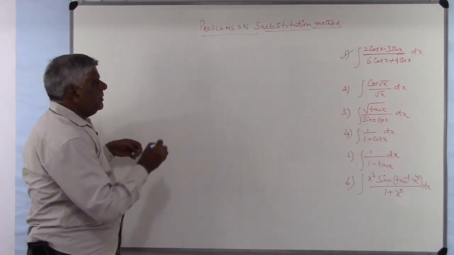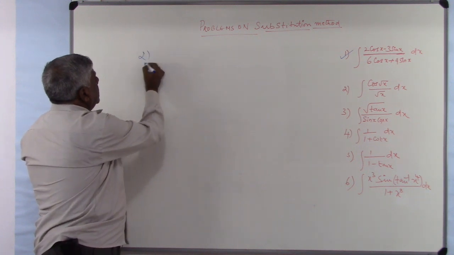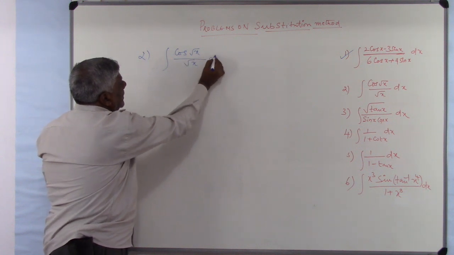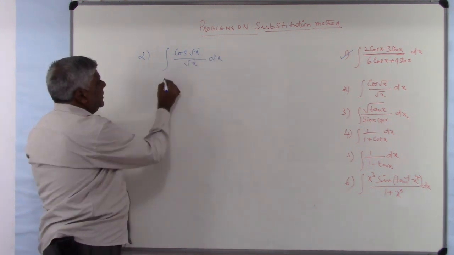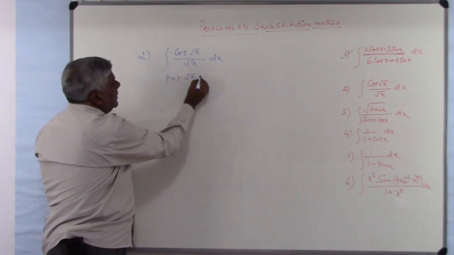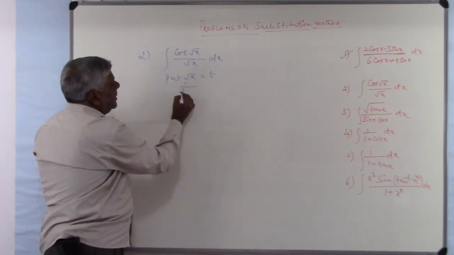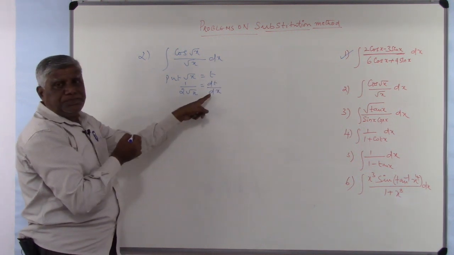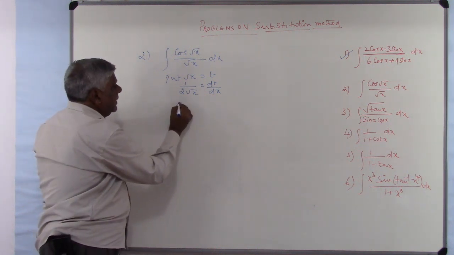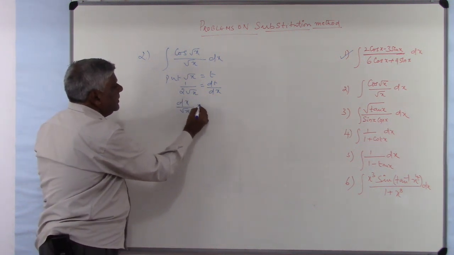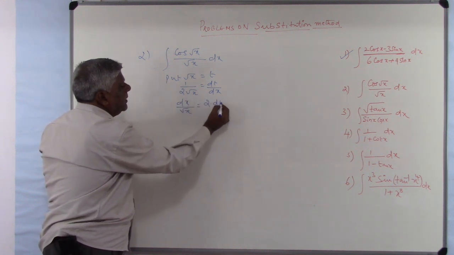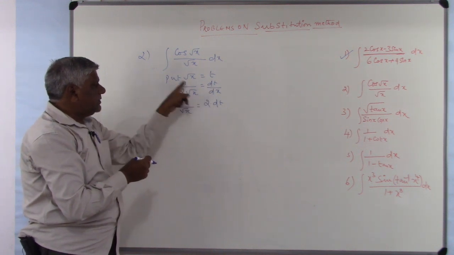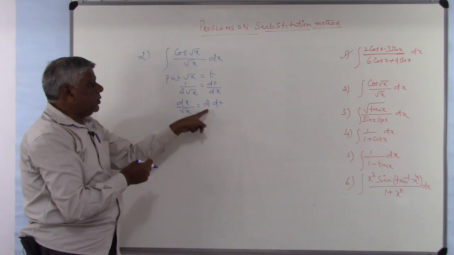So we will go for second problem. Integral cos root x by root x dx. Put root x is equal to t. Then 1 over 2 root x is equal to dt by dx, or dx by root x is equal to 2 dt.